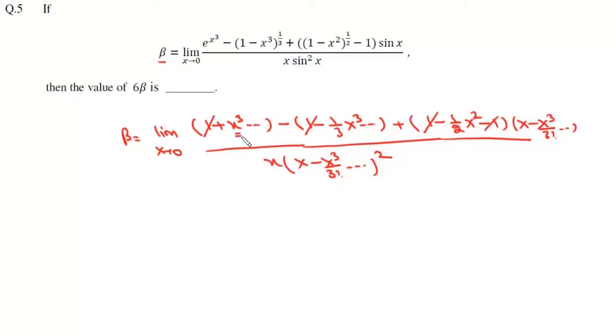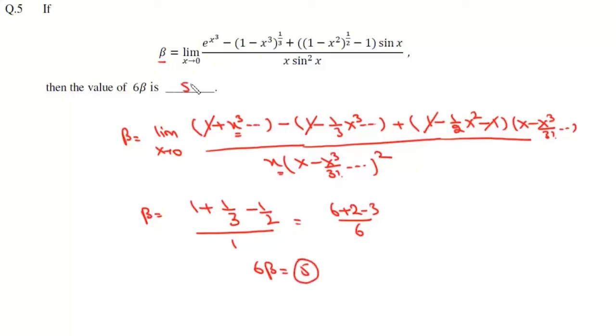Now the minimum power of x in the numerator is 3 and the minimum power of x in the denominator is also 3. So the value of this limit is the coefficient of x cube in the numerator upon the coefficient of x cube in the denominator. Now the coefficient of x cube in the numerator will be 1 plus 1 by 3, and here this value will be minus 1 by 2, upon, and here this coefficient is simply 1. So this value will be simply (6 plus 2 minus 3) upon 6. So the value of 6 beta is nothing but 5, and that is the answer to this question.